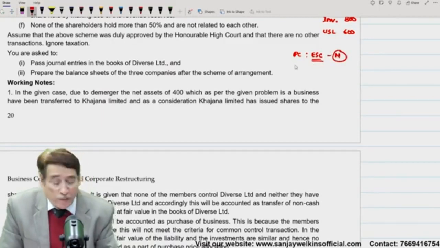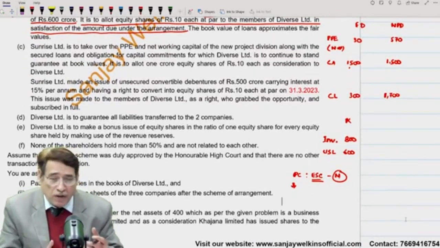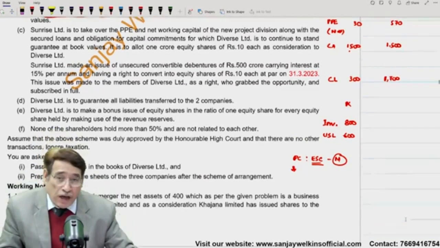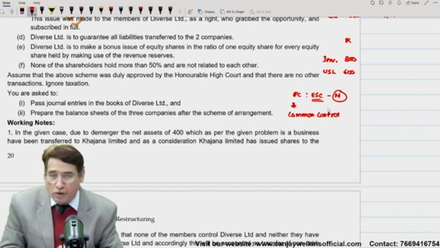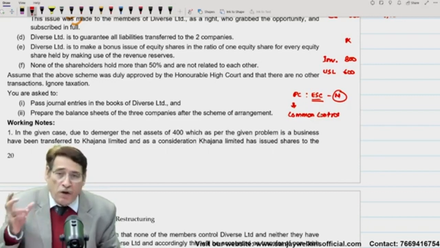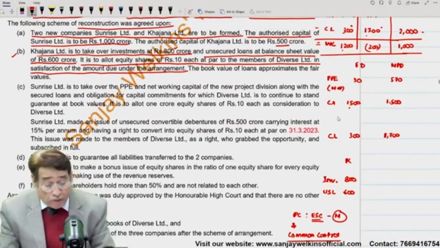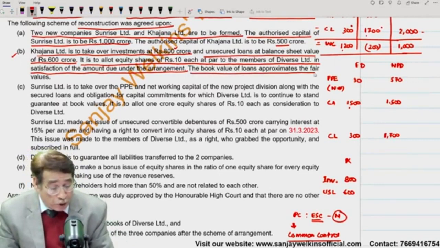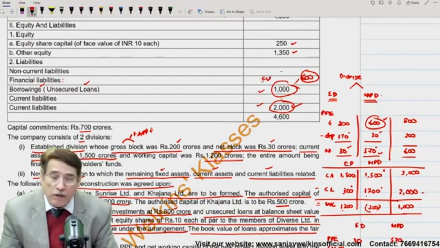Further, it is also important. With respect to Khajana Limited, it is not written whether any shareholder is having more than 50% stake in Khajana Limited or not, because Khajana Limited is a new company. Correct? No information is given. And if you remember, I talked about this particular fact that if no information is given, presume it to be a case of common control. So in this case, all the transactions with respect to Khajana Limited, because this time two new companies are coming into picture, the transactions of Diverse Limited with Khajana Limited will fall under the purview of common control. Correct? Further, it is given that book value of loans approximates the fair value. That means whatever value of loan is given in the balance sheet is almost equal to fair value. Is it clear to you?